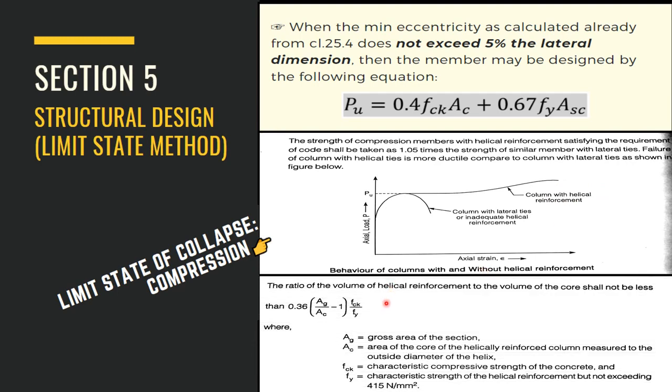The ratio of volume of helical reinforcement to the volume of core shall not be less than 0.36 (Ag/Ac minus 1) fck/fy. Ag is the gross area of the section, Ac is the core concrete area, fck is the characteristic strength of concrete, and fy is the characteristic compressive strength of reinforcing steel. Reinforcing steel here is the helical reinforcement. This value should not exceed Fe 415, that is 415 Newton per mm square. So this is all about the helical reinforcement for compression.